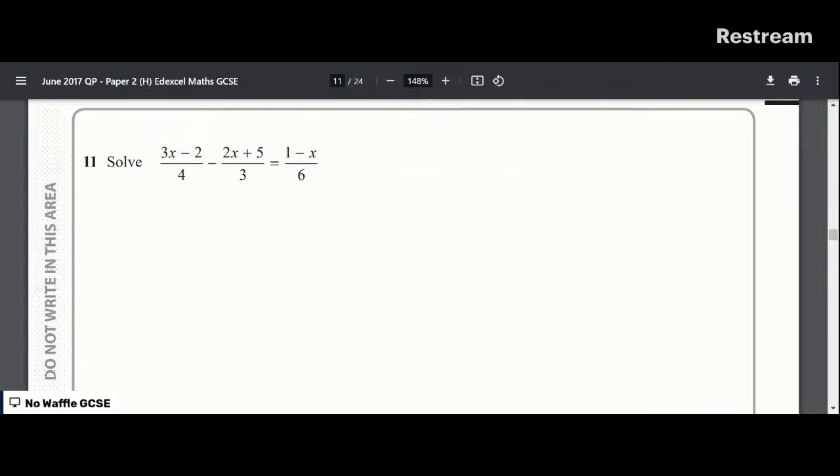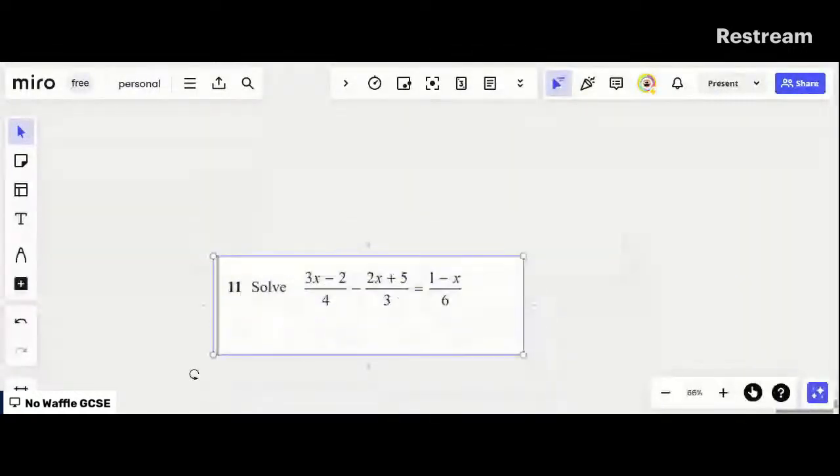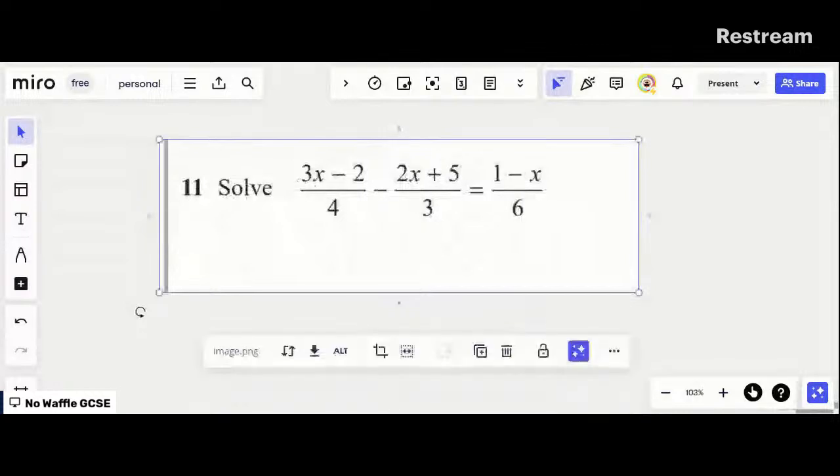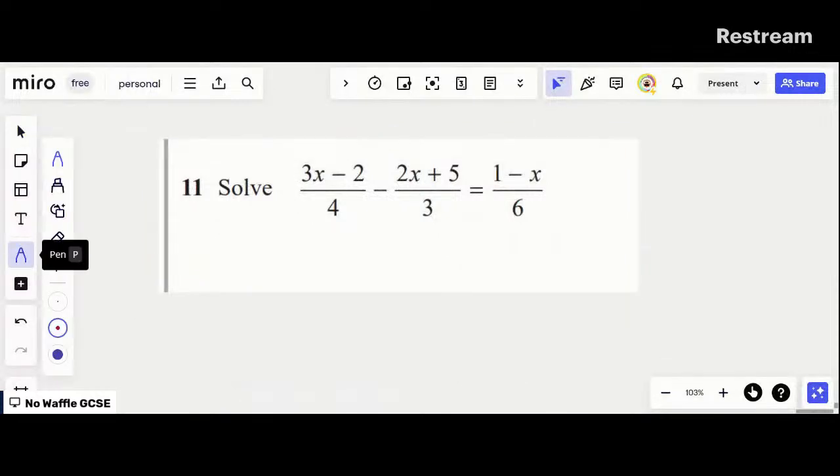Okay, it's unable to screenshot, so okay.